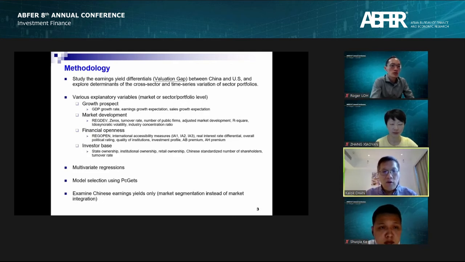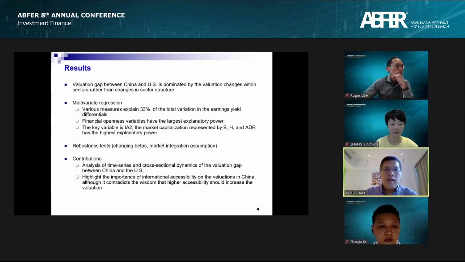And then I would also like to mention that, besides the earnings yield differentials between China and US, they also have analysis looking at the Chinese earnings yield only. If the China market is not well integrated with the US market, then it might be more appropriate to look at the Chinese earnings yield alone rather than the differential. And they find the results are quite robust.